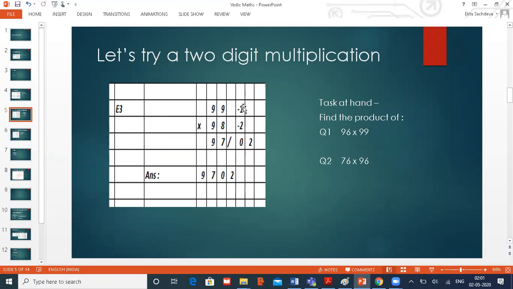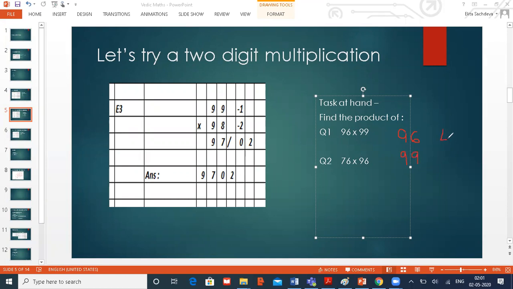Or I say the complement is 1 or 2 and so on. Easy. Now let's go ahead with this multiplication. If I ask you to multiply 96 and 99, again, the story remains. 96 is to be multiplied by 99, right?